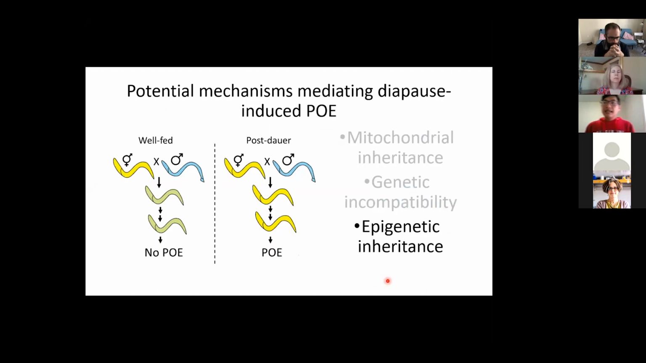Finally, we looked into epigenetic inheritance as a potential mechanism for POE. Epigenetic marks such as histone modifications and DNA methylation undergo extensive erasure in a fertilized embryo, and so for the longest time, it was thought that epigenetic inheritance was not possible. However, it has become clear over the years that small RNA can act as a carrier of epigenetic memory.